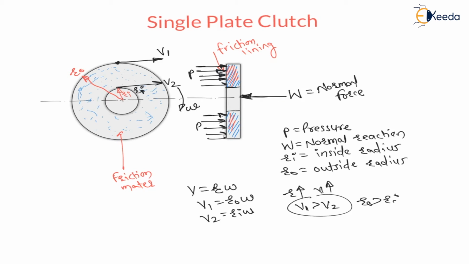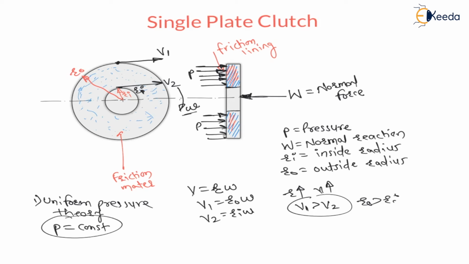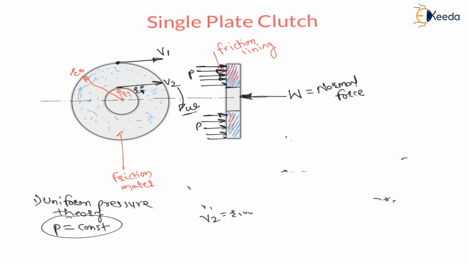Means the linear velocity is different, but angular velocity is the same. Now here, for calculation of the single plate clutch, we have two criteria. Number one is uniform pressure theory. Uniform pressure theory means the pressure acting on the friction lining is constant throughout. Such a theory is called uniform pressure theory.